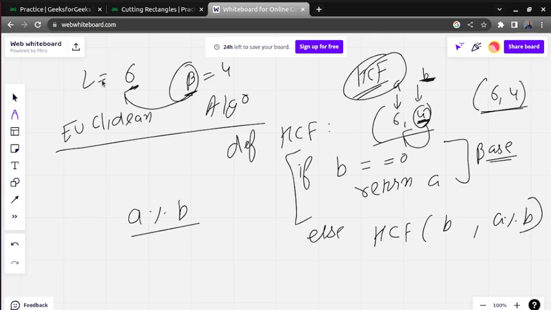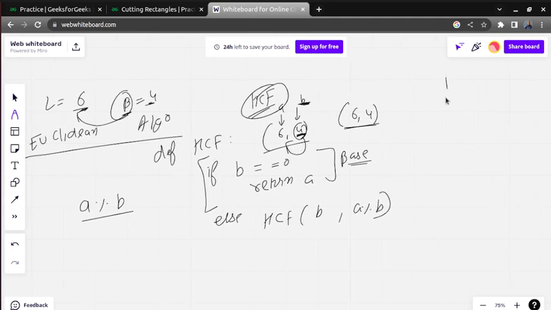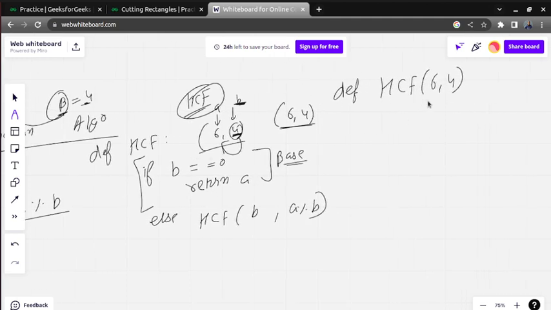Now let us take this example and try to decode the solution. There are two numbers given, 6 and 4. We need to find the HCF of 6 and 4. This is the first step. Is B equal to 0? No, it is not equal to 0. So we are again going to call the HCF function with B. So the first argument will be 4, and A modulo B, 6 modulo 4, will be 2.